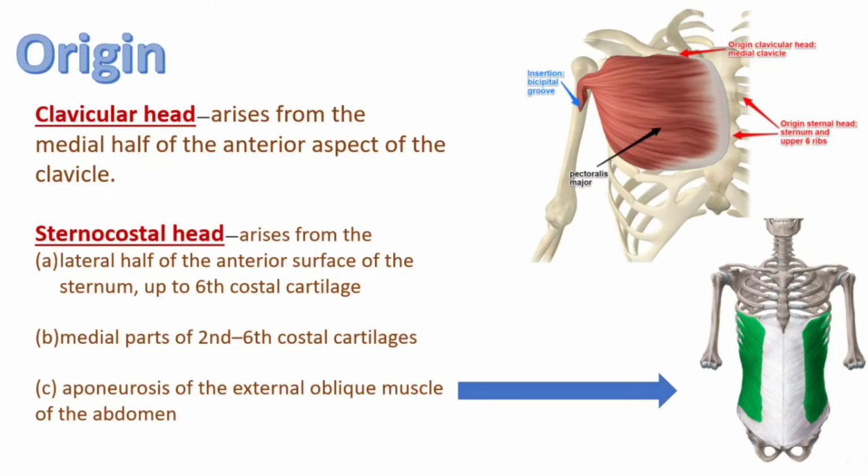Now let's move on to the origin. Clavicular head arises from the medial half of the anterior aspect of the clavicle. Sternocostal head arises from the lateral half of the anterior surface of the sternum up to the 6th costal cartilage, medial parts of 2nd to 6th costal cartilage, and aponeurosis of the external oblique muscle of the abdomen. In the diagram you can see clearly the aponeurosis of the external oblique muscle of the abdomen.